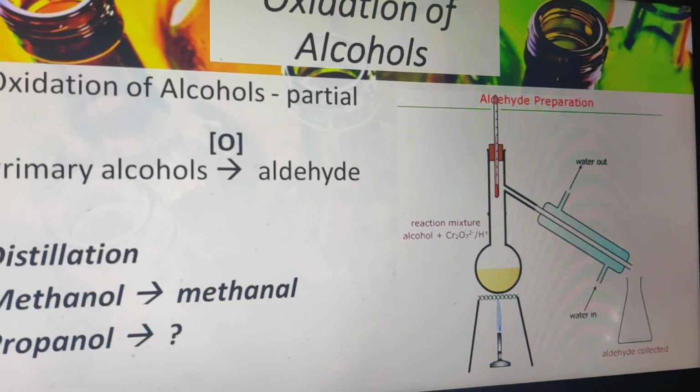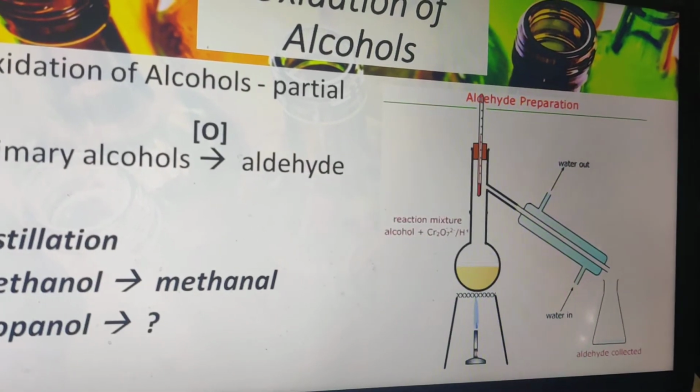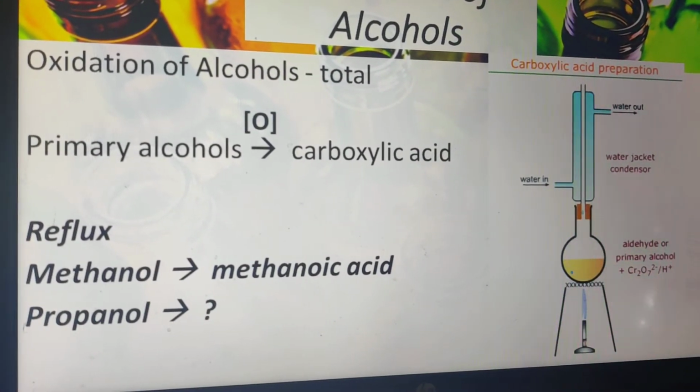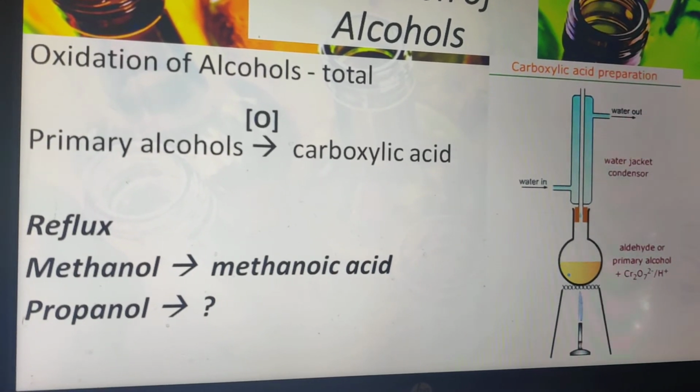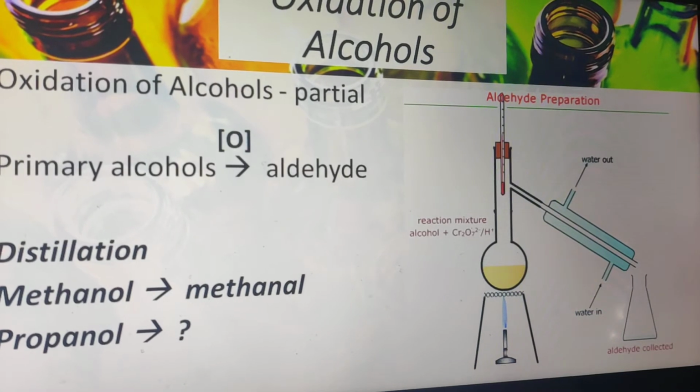Condenser on an angle like that. That's distillation. Go back up. Distillation, or reflux to get your total oxidation, which is where you get a carboxylic acid. And the endings, so we have to be careful how we say this. Partial oxidation makes an aldehyde.